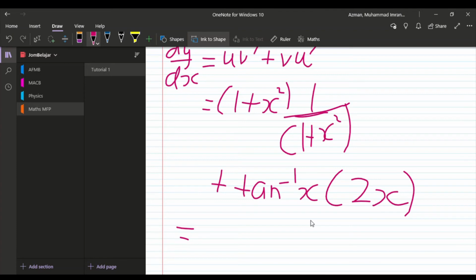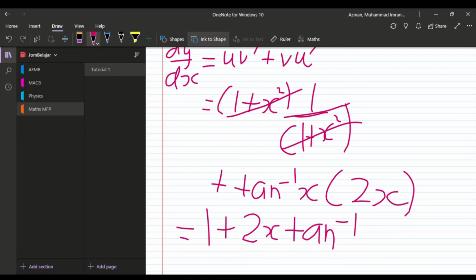And when I simplify it, I spot that 1 plus x squared can just be cancelled out with each other, and we'll be left with 1. So my answer will just be 1 plus 2x tangent negative 1 x, and there you go.